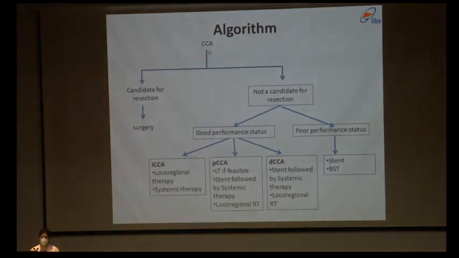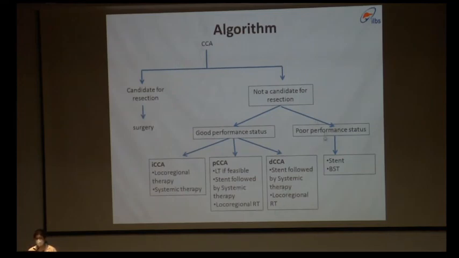So the algorithm: if the patient is a candidate for resection, surgery should be done. If not a candidate for resection and with a good performance status, if it is intrahepatic cholangiocarcinoma, then locoregional therapy and systemic therapy. If perihilar cholangiocarcinoma, then liver transplantation if feasible. If not, stent followed by systemic therapy and locoregional therapy, radiation therapy especially. For distal cholangiocarcinoma, stent followed by systemic therapy and locoregional radiation therapy.